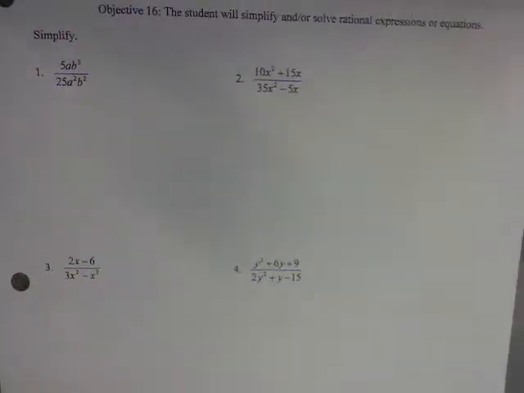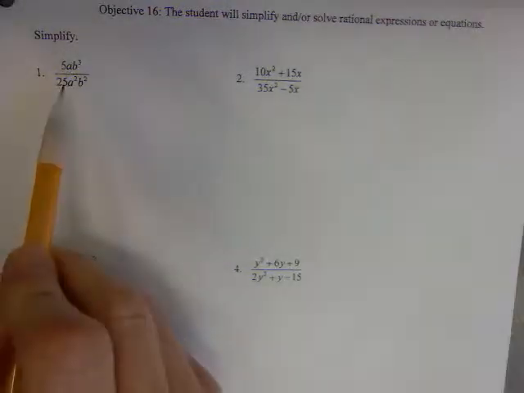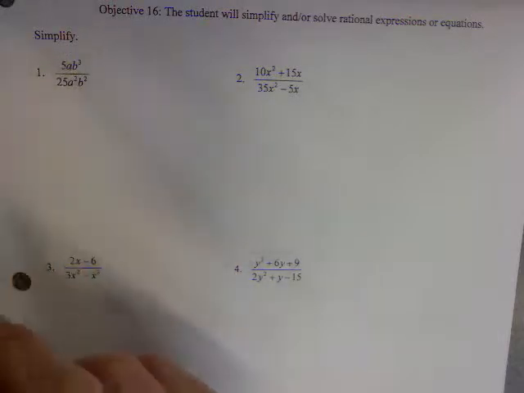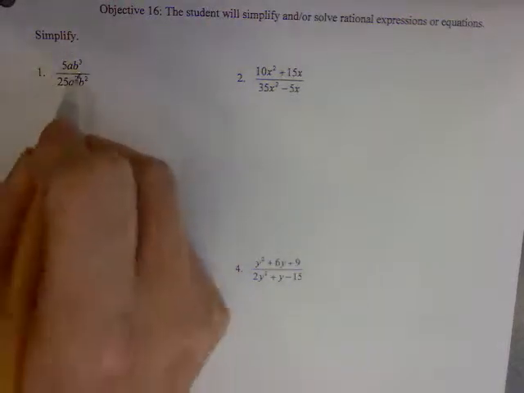Okay, this is the review, 8.4 through 8.6 for regular Algebra 2 for the unit test. In number 1, we have to simplify the expression. Since there's nothing to factor because there's no addition or subtraction in either the numerator or the denominator, we can just cancel like terms.